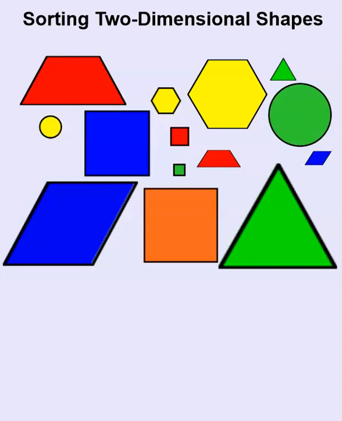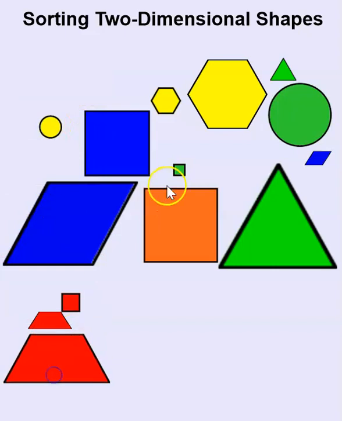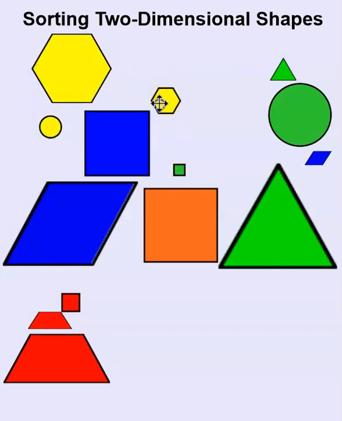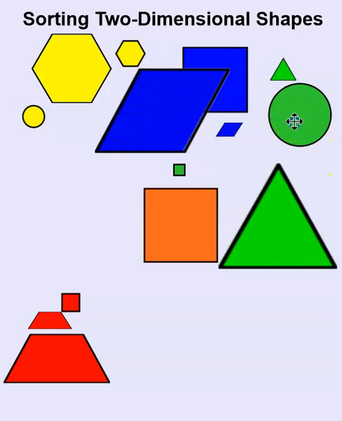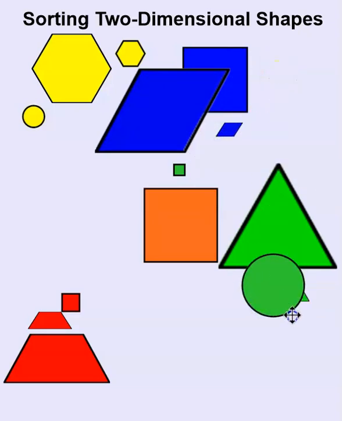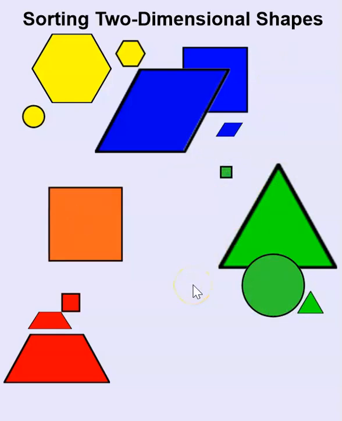Oh, I bet you're thinking about some ways that you sorted with color. So we could sort this by color, couldn't we? Looks like we have some red ones, and we have some yellow ones, and we have some blue ones, right? And we have some green ones. And we have an orange one. So yes, color is one way we can sort, and we learned that in kindergarten.